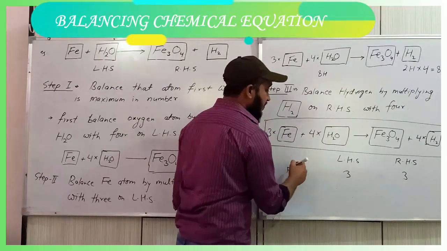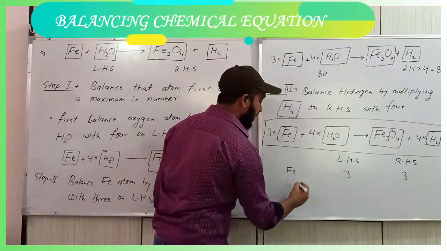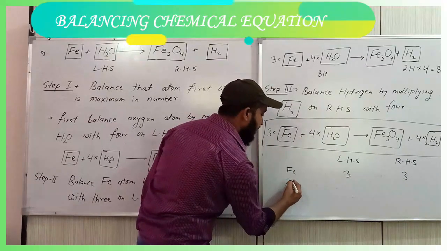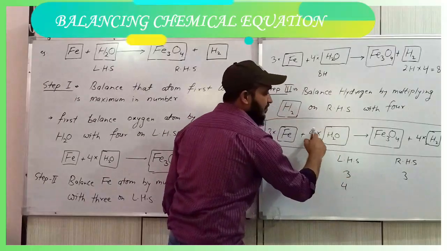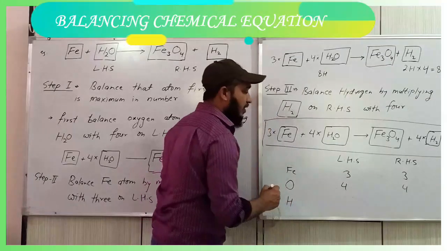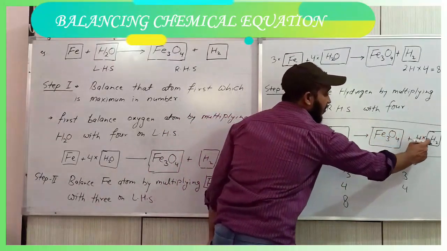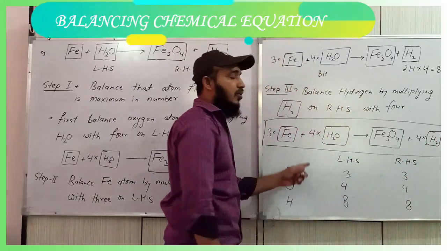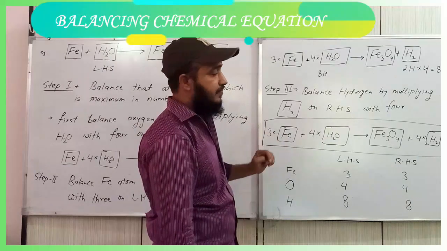How many hydrogen atoms? 4 twos are 8. This is 4, this is 2. Total hydrogen, or first I write oxygen. Oxygen is 1 into 4, so total 4 oxygen here. How many oxygen here? It is also 4. Now hydrogen. So 4 twos are 8 hydrogen. Here how many? 4 twos are 8. So we call this equation a balanced equation.